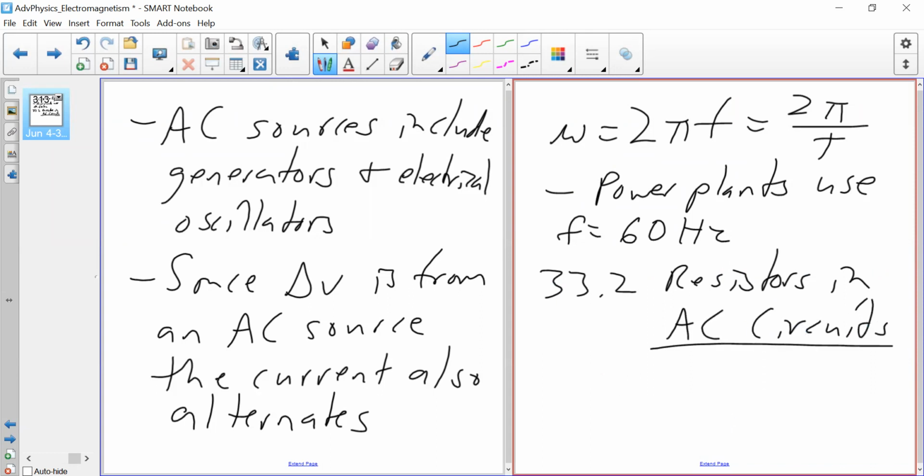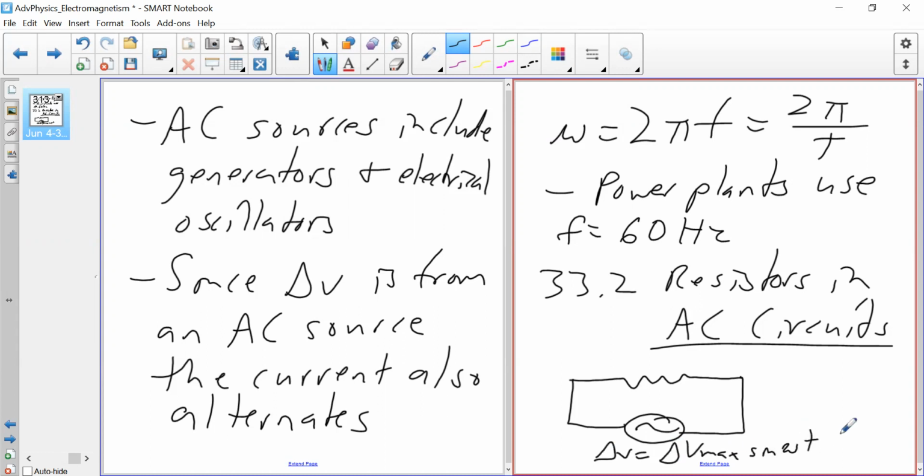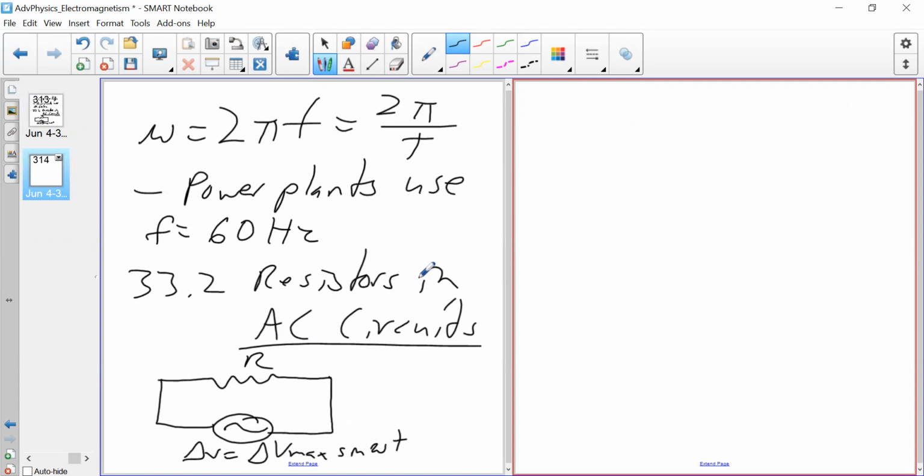So let's take a diagram, something like this. Then we're going to represent our alternating voltage source by the sine wave, because it goes back and forth. We're going to say that delta V equals delta V max sine omega t. This is my resistor. So we've gone from your standard DC circuits to the most powerful AC. So now let's go to delta V.